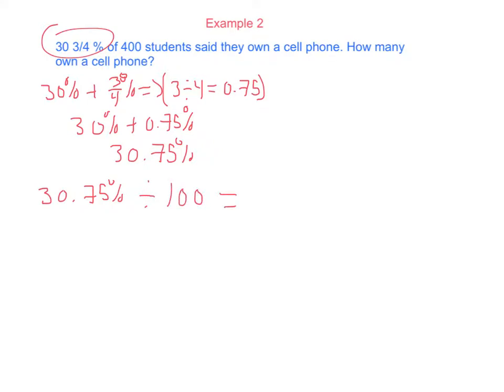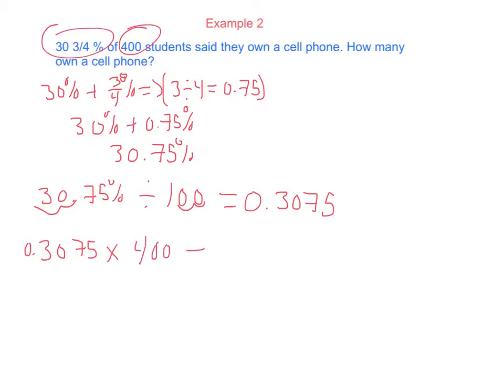30.75%, not even using your calculator, just remember, to divide by 100, you want to get rid of 2 zeros. So here, you bump it back 2 spots, and it becomes 0.3075. Step 2 then said use your decimal, which we have as 0.3075, and multiply it by your total number. Well, our total number was 400.